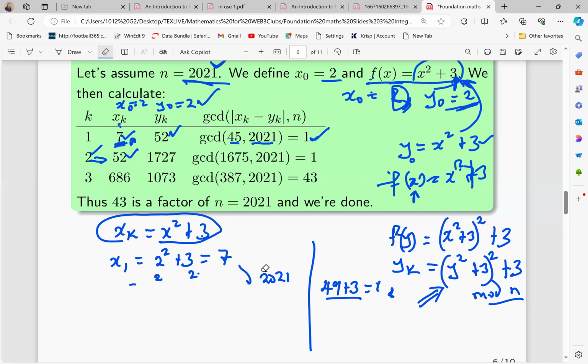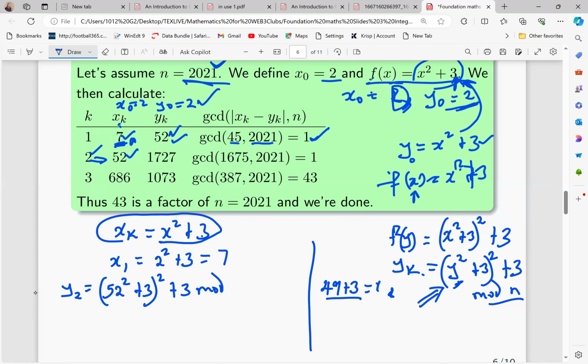Now let's get our y2. We use the y above. This is the equation for yk. So to get y2, we take the y which is above, that is 52, put it here, square it, 52 squared, then plus 3, then square the result, then add 3 to that result, mod 2021.